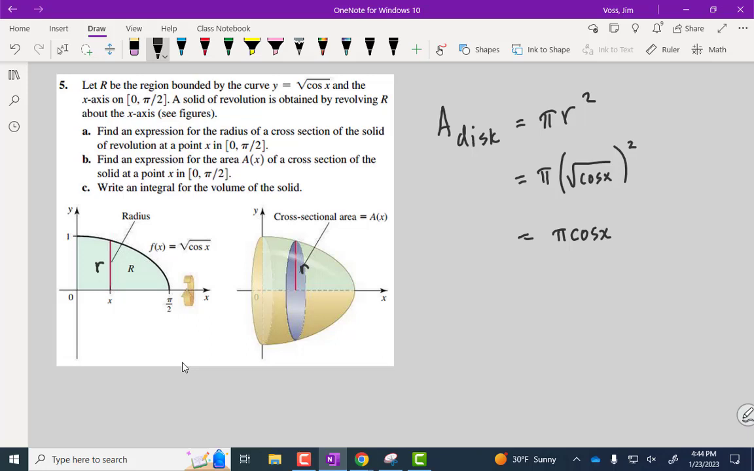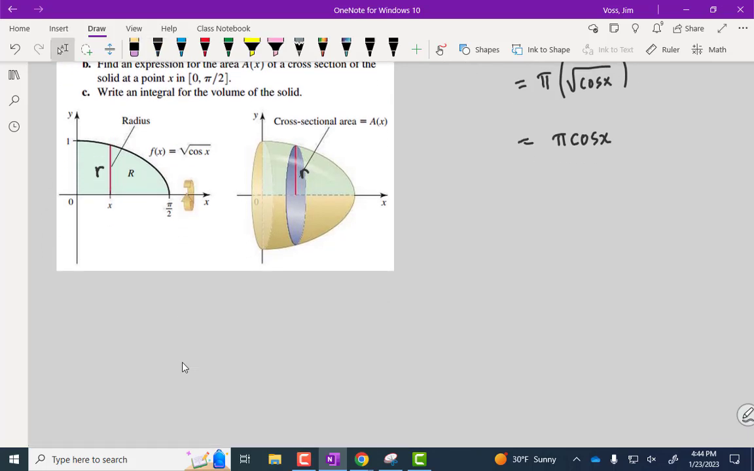The biggest disk is going to be the one right here on the left, where the radius is 1. The area of a disk of radius 1 is pi times 1 squared, which is pi. So let's check. If we plug in 0 into our area formula, we should get pi. And sure enough, we do, because cosine of 0 is 1. So that is our area formula for the disk at x.